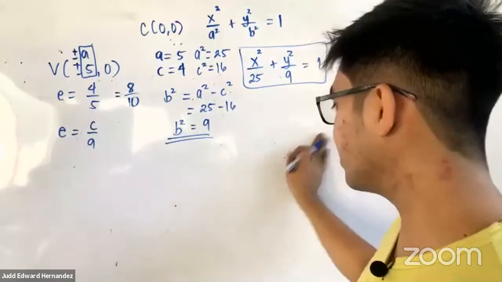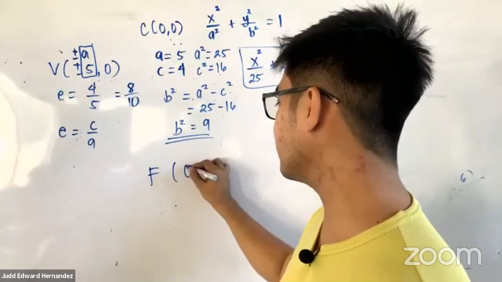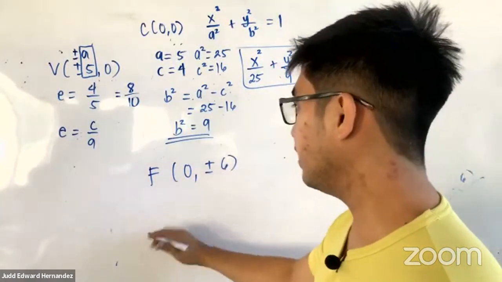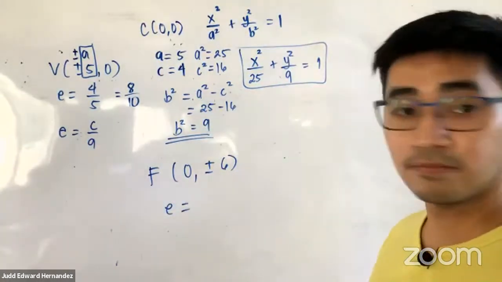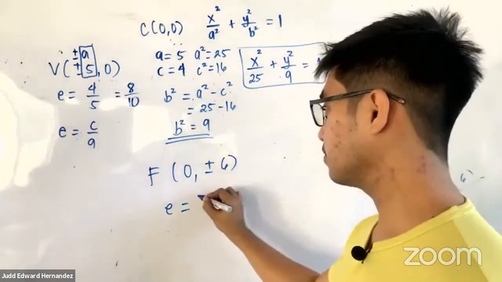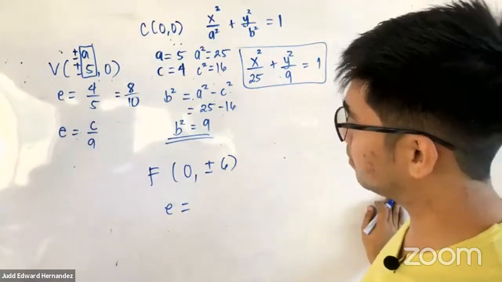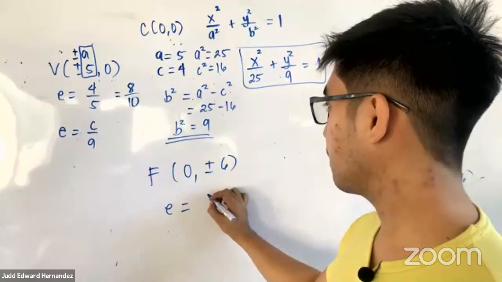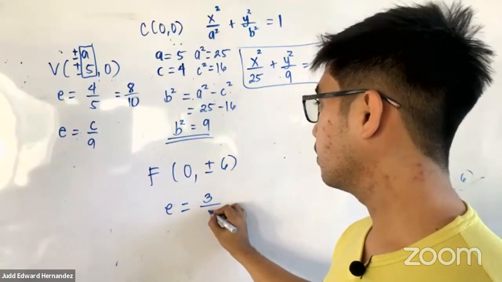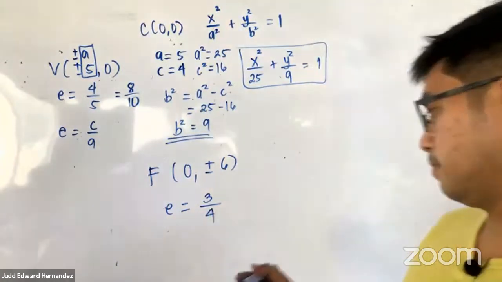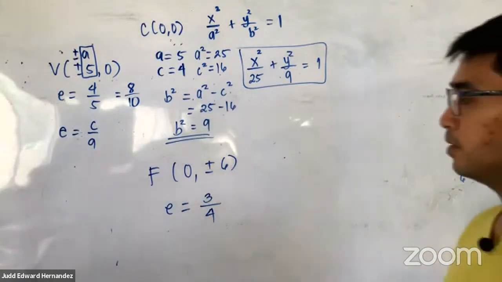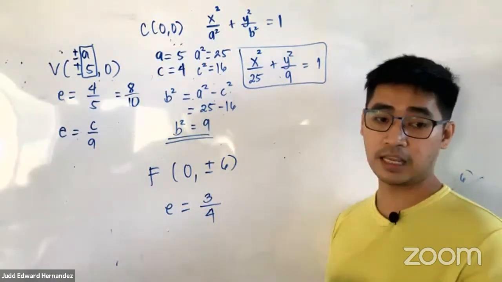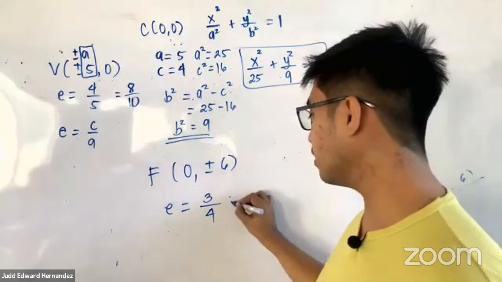Okay, what if I am given this one instead? The foci is located at 0, plus, minus 6, and the eccentricity is given as 3 over 4. Okay, what will we do first?